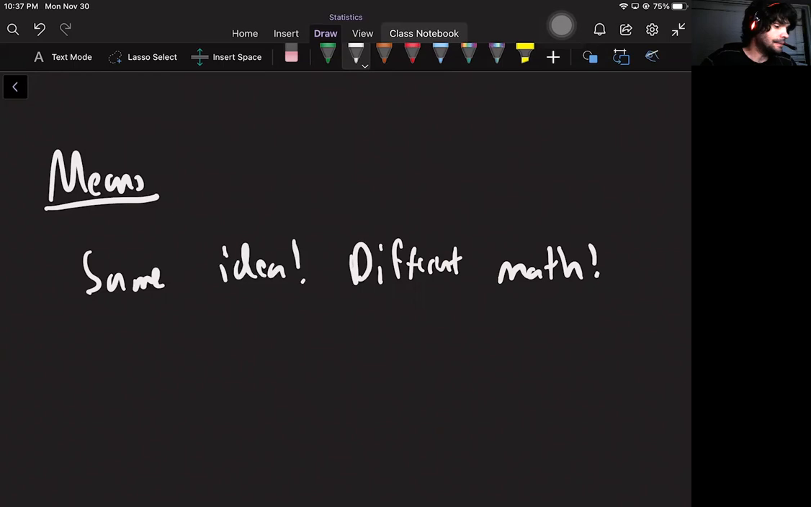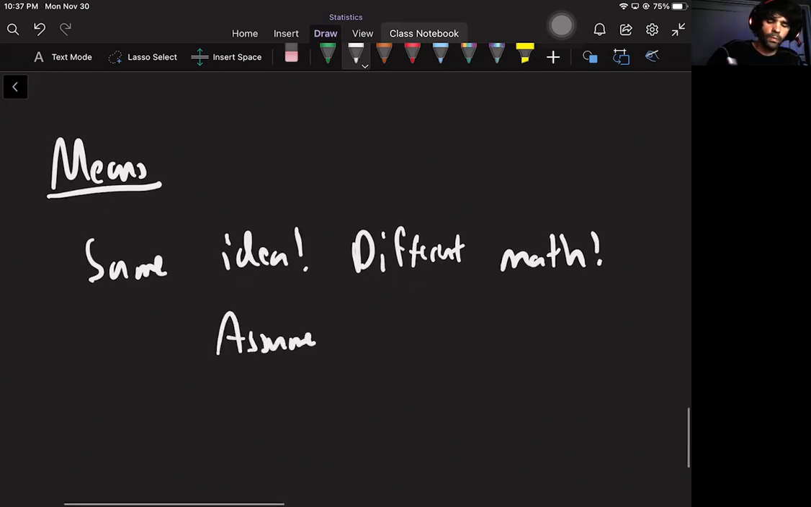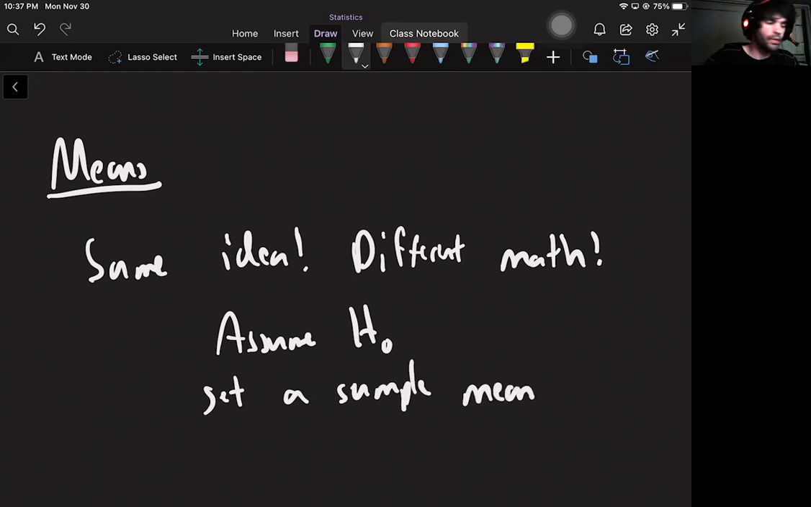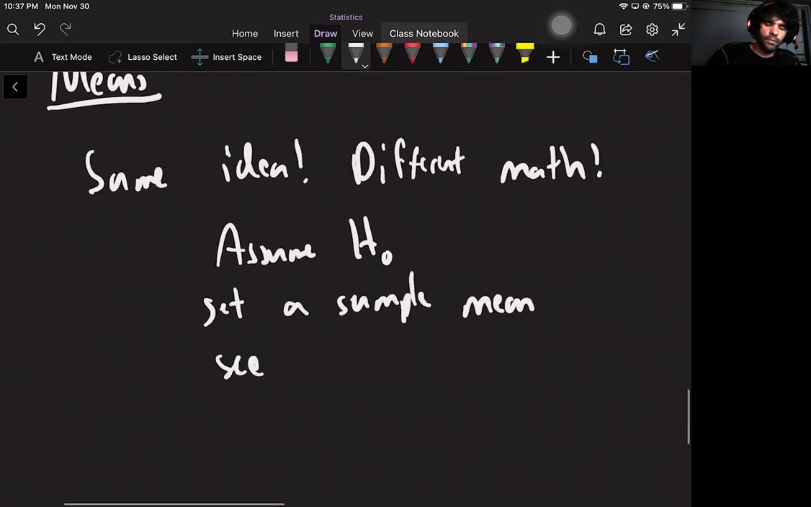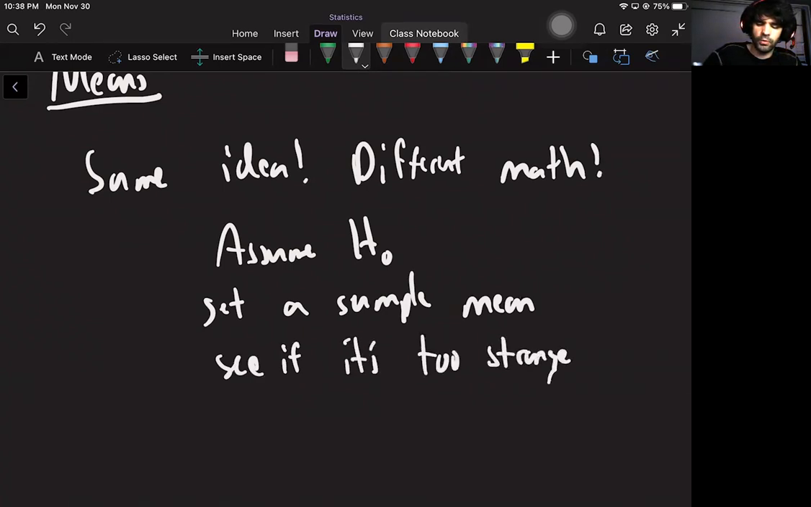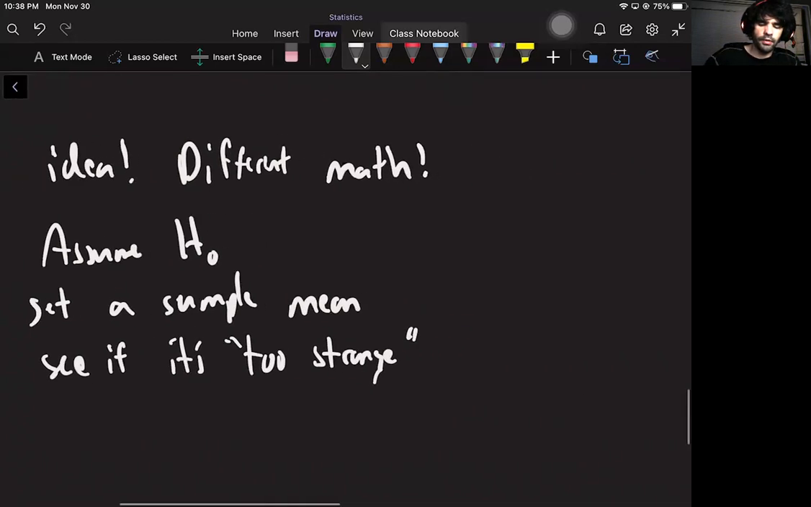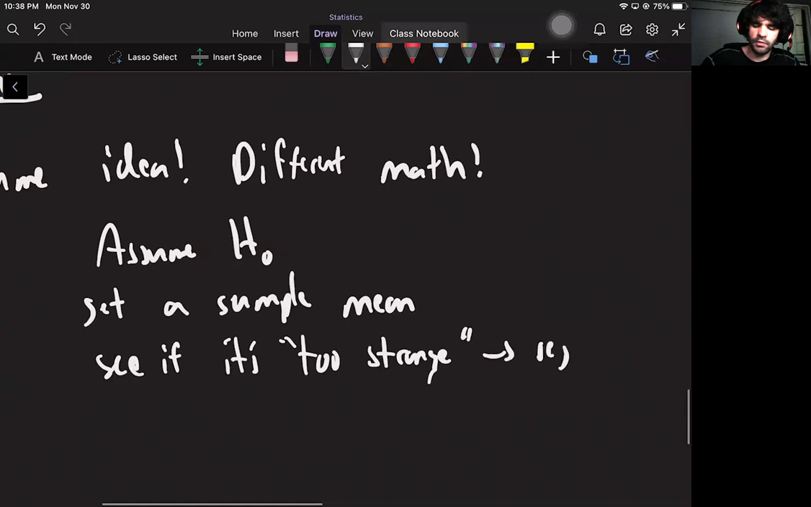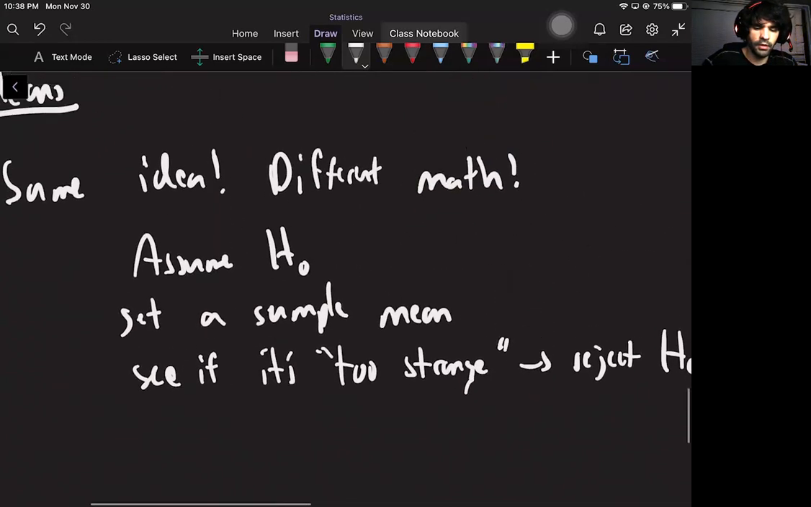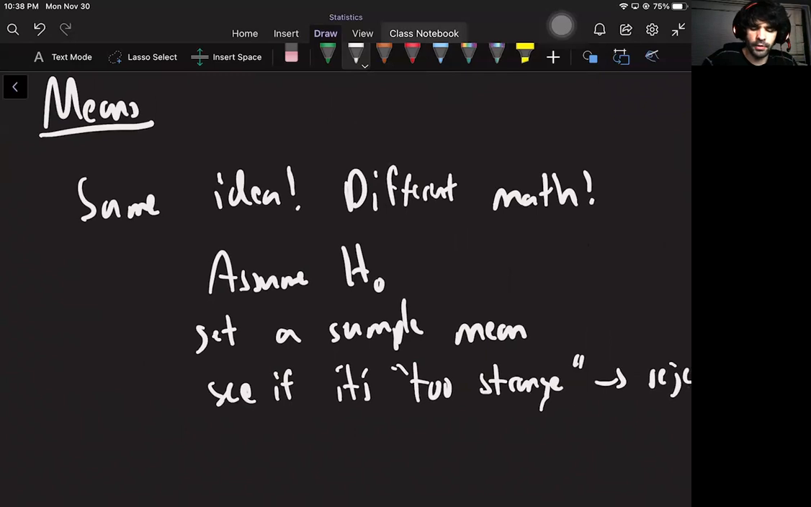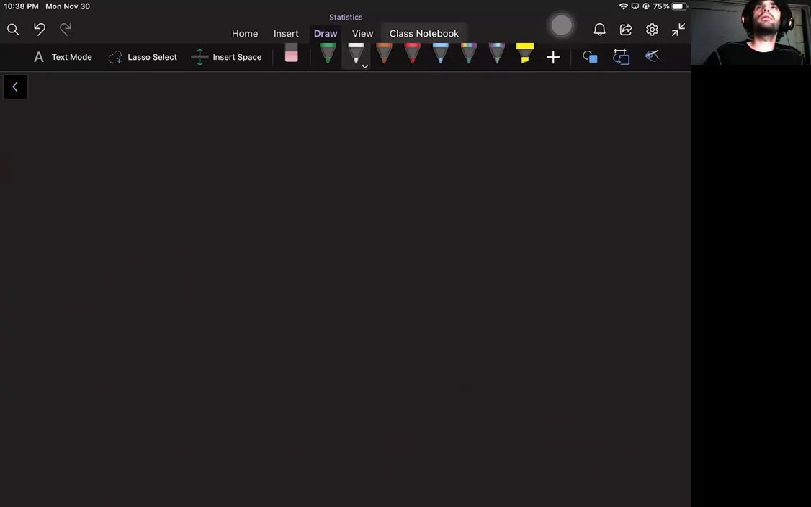But that is, you're going to assume the null hypothesis is true. You're going to get a sample, but instead of a sample proportion, it's going to be a sample mean, and see if it's too strange, which will be where the math is different this time. But you're seeing if it's too strange. If it is, then you get to reject that H naught was true. Okay, so let me pop in an example. So this time I'm not going to do all the theory because the theory is the same, just a little bit different math. I'm just going to jump right into examples. So let me pop it in here.